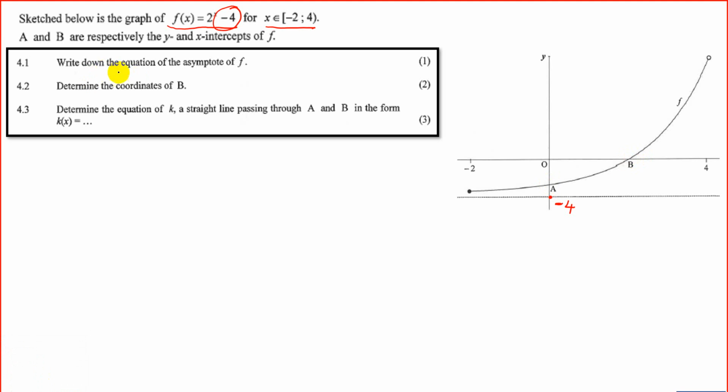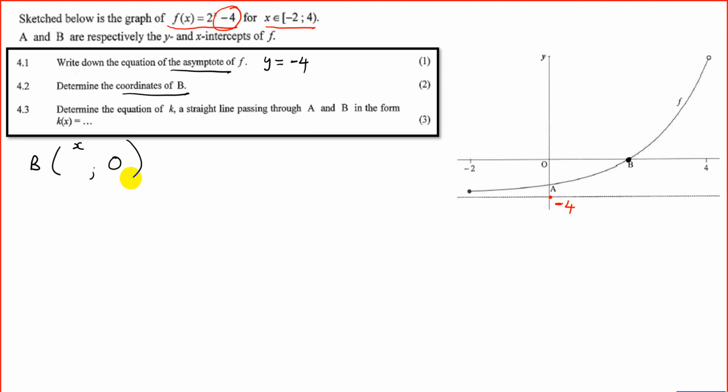And the question says, write down the equation of the asymptote of f. So the asymptote is y is equal to minus 4, which we've discussed. Remember, you cannot say minus 4, it is an equation. Question 4.2: determine the coordinates of b. Now, if we look at b, b is the x-intercept. And we know that for an x-intercept, the y value is 0.